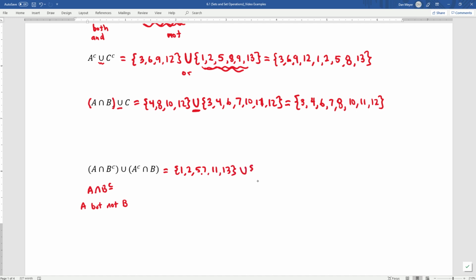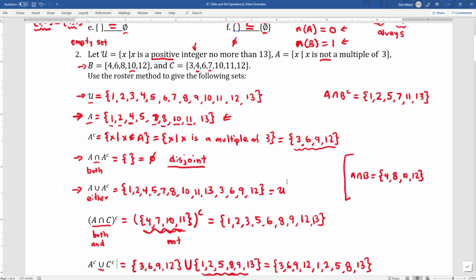And then we want the union with A complement intersect B. They're the intersection of A complement and B. So we want the things that are not in A and in B. All right, so we'll do that one more explicitly. Let's see. We have A complement. So we want A complement and B. We have A complement here. And so we can look at the things that are in both A complement and in B up here.